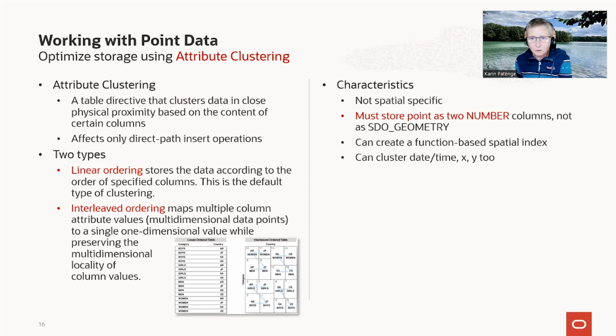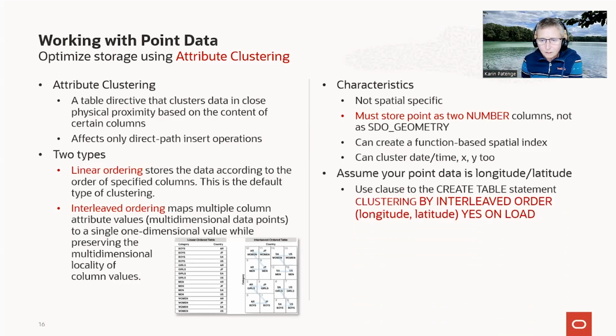So instead of storing the point as geometry, we store the coordinate values, either 2 or maybe 3 if you have a 3-dimension, 3D point, and you store those values as numbers. And in order to make sure that you can still use the spatial functions after storing the data, you create a function-based spatial index. And I'm going to show that as well.